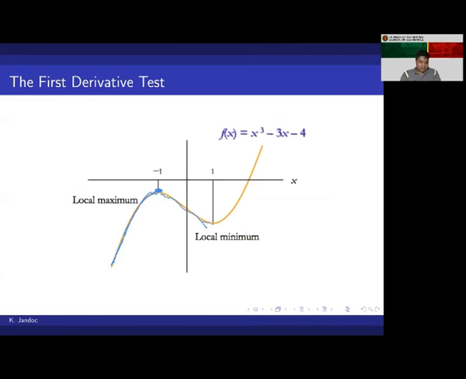On the other hand, at x equals 1, for values to the left of 1, the function is decreasing, and for any value of x bigger than 1, the function is increasing. So therefore, 1 over here is a local minimizer, and the value here is called the local minimum. So that's the first derivative test.